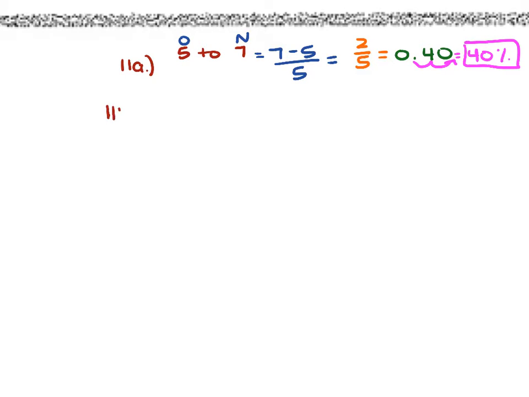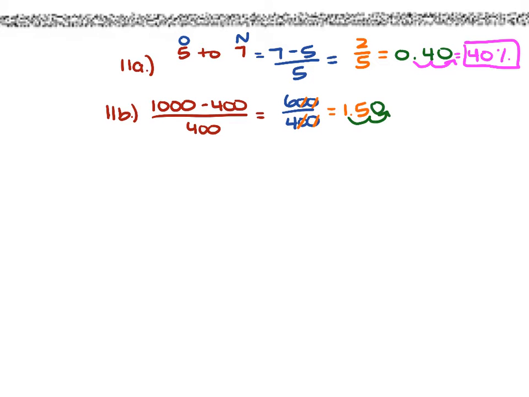For B, we are given 400 to 1,000. So our 400 is our original, our 1,000 is our new. New minus original, 1,000 minus 400 over the original, which is 400. So that's going to be 600 over 400, which is 6 over 4. So that gives us 1.5. To turn that into the percent, that's 150%.